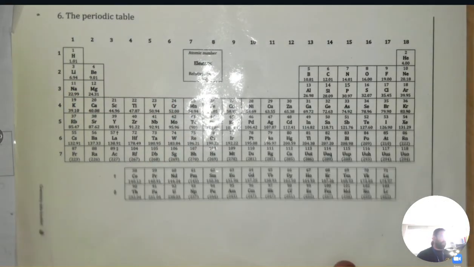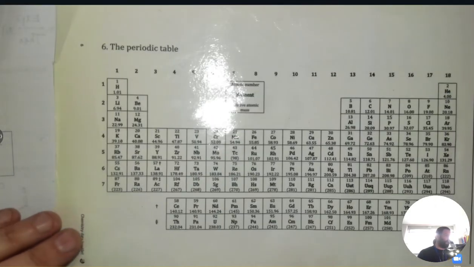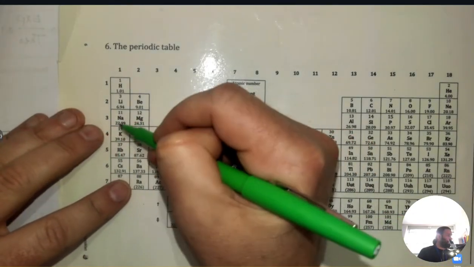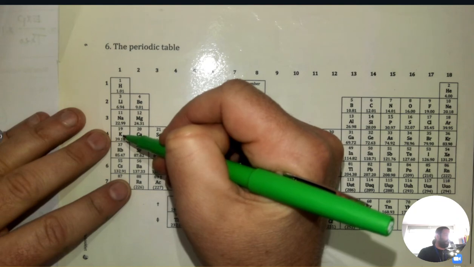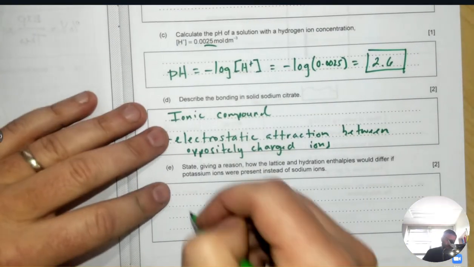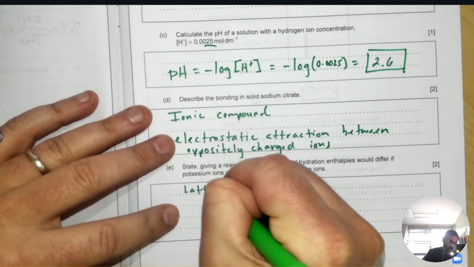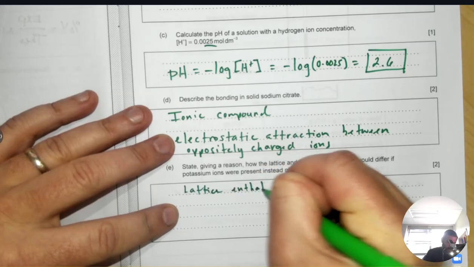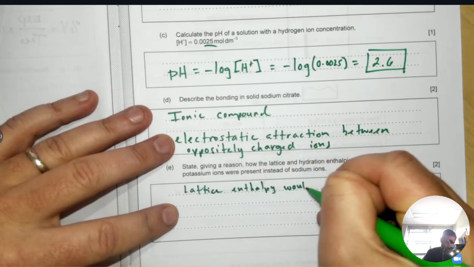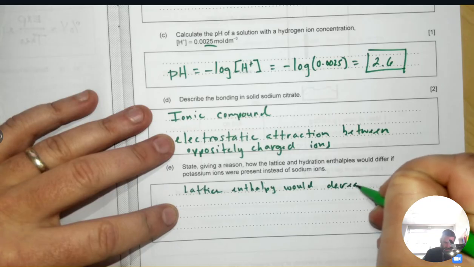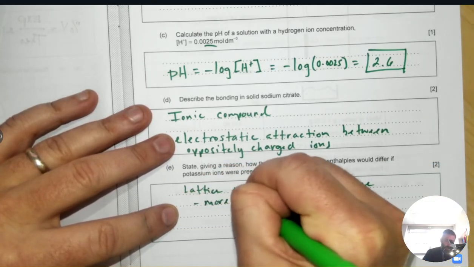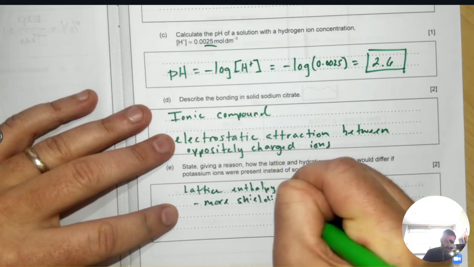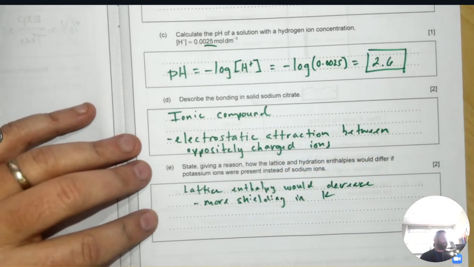This is from the pre-2016 curriculum. All right, so notice potassium is one box down in the group. That means it has one additional energy level. It's more shielded. All right, so lattice enthalpy would decrease. And it's decreased because there is more shielding in potassium.